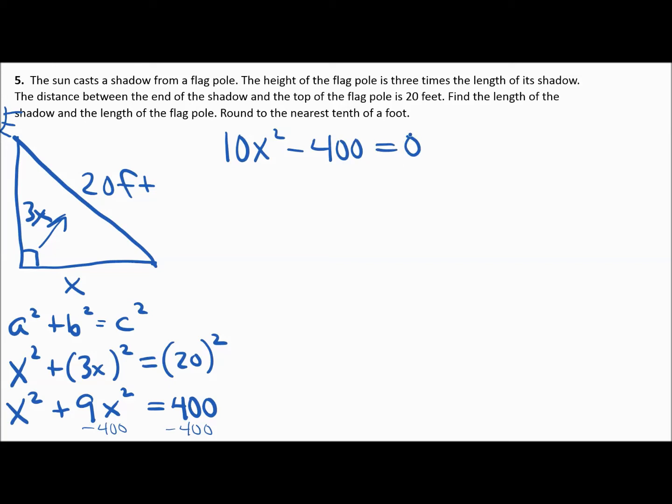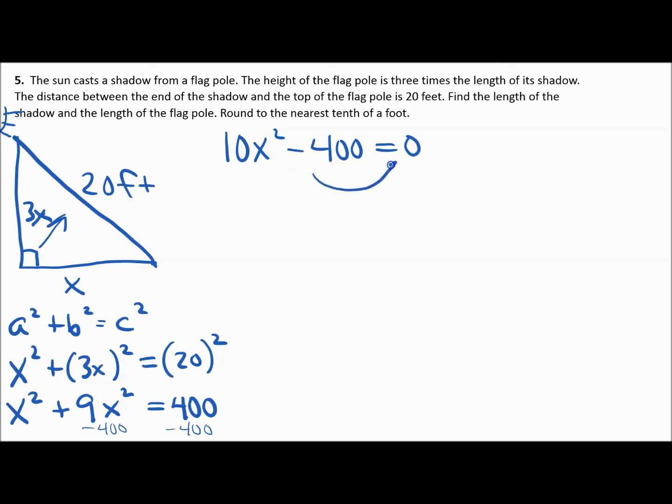Now, when you look at this, you've got options. You could attempt to factor it. I see a greatest common factor already. You could use the square root property, right? If you don't have an x term, which we don't have an x term at all, then you're allowed to use the square root property. Or you could use the quadratic formula where a is 10, b is 0 because it doesn't have a b, and c is negative 400. But I like the square root property.